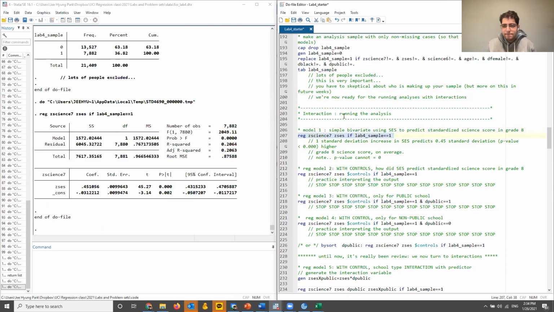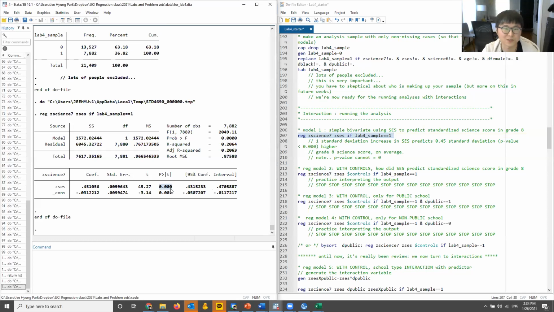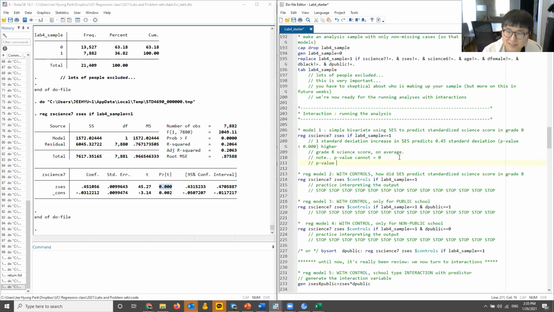Okay, so we'll run a simple bivariate regression. And I'll interpret this for you, which is simple, right? One standard deviation increase in SES predicts 0.45 standard deviations higher grade 8 science scores on average. Note that the p-value here, I know it's 0. It is not 0, it's just a very small number. If anywhere you say p-value equals 0, someone will point that out and say that's wrong. I have pointed it out in some problem sets, but I'm reiterating here. So you would say in your writing, p-value is less than 0.001 or something like that.